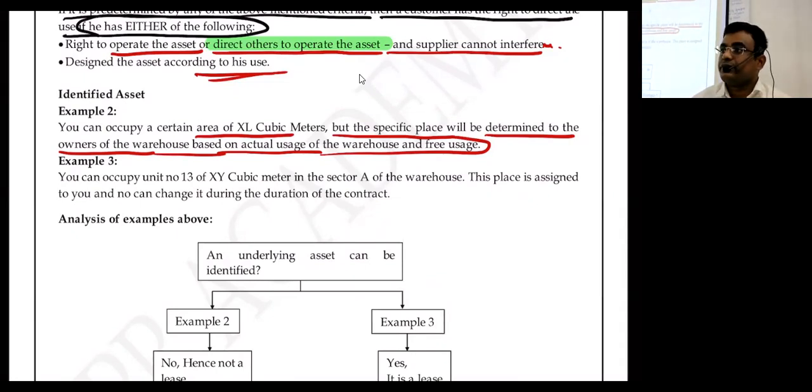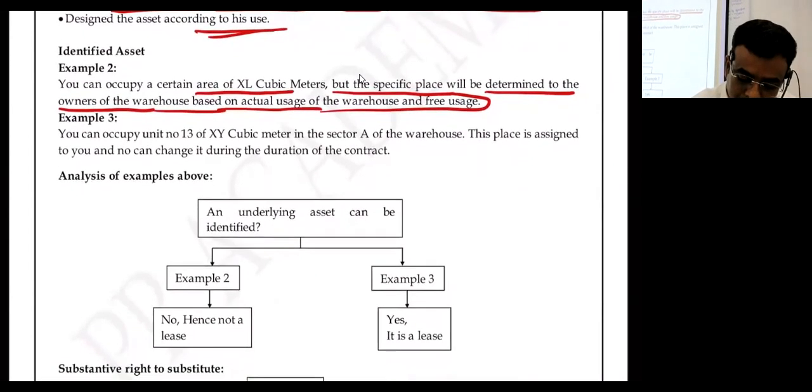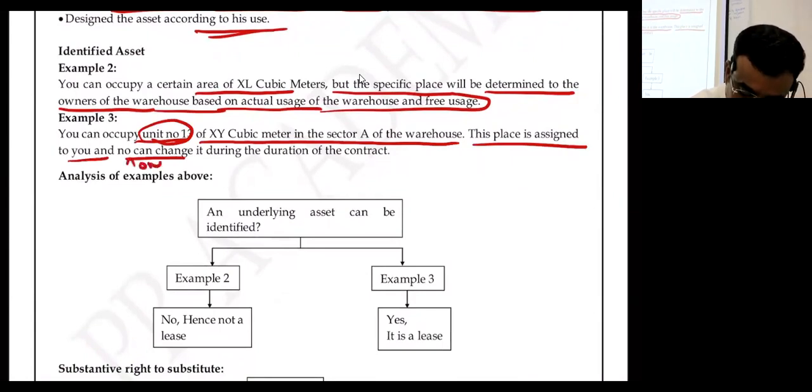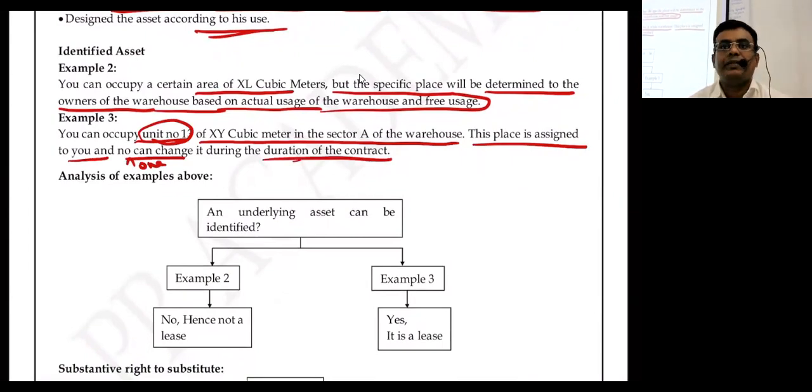First case: not a lease, not an identified asset. Second case, simple over. Yes or no? Now, third example: you can occupy unit number 13 of XY cubic meters in sector A of the warehouse. The place is assigned to you and no one can change it during the contract. Do you understand?